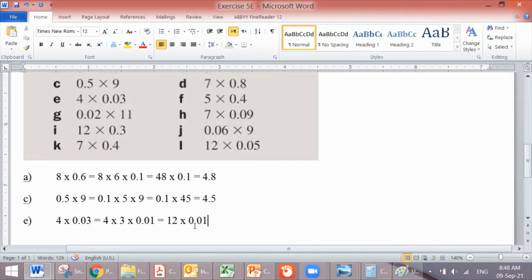So 12 multiplied by 0.01 will be equal to 0.12. I will not say it as point twelve. Point twelve is not the correct way to say it. Whenever you say these decimal place values, whatever the numbers are after the decimal place, you have to pronounce them individually. So you will say zero point one two.